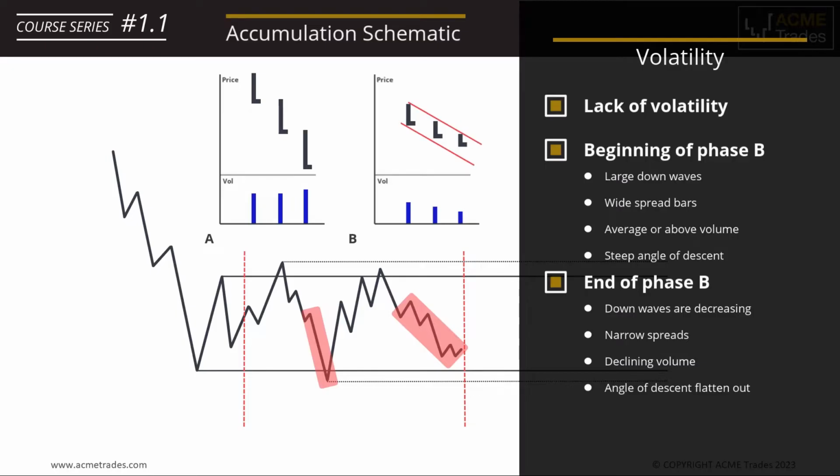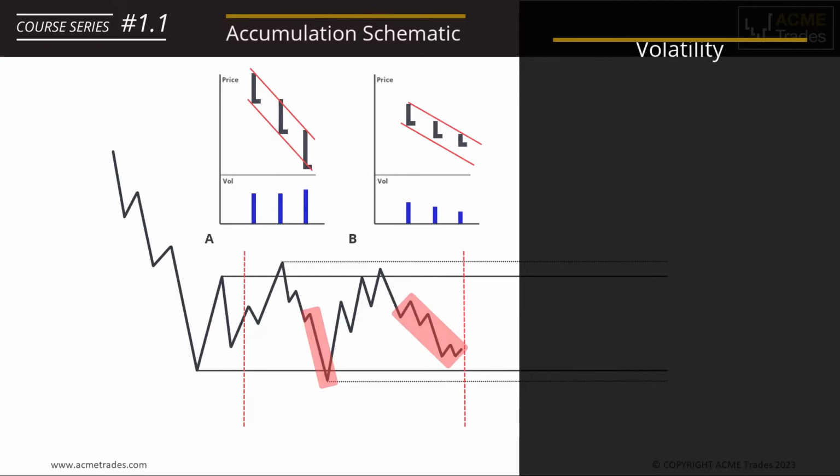We don't want to see it coming down hard like this. We need to see that supply has been absorbed. And that's reflected on the chart with very narrow spreads and very small, minimal pullbacks. This shows a lack of volatility.